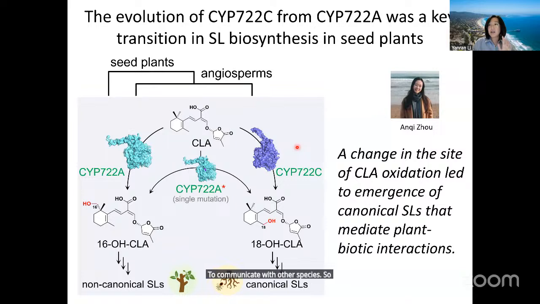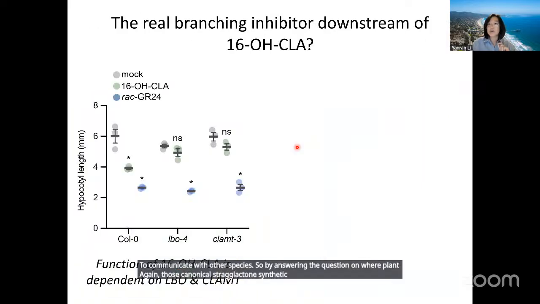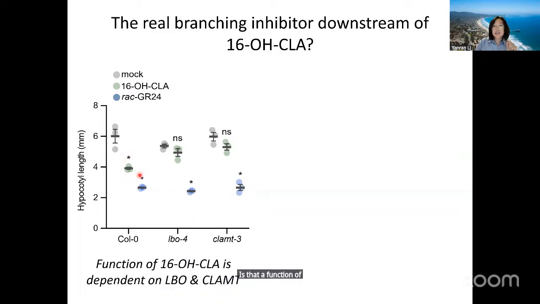So by answering the question of where plants gained the canonical strigolactone synthetic capacity, before we go to the conclusion, we also want to quickly point out what the group found during the study. The function of 16-hydroxy-CoA, in comparison to the wild type and the positive control GR24, does have function, but this function is dependent on the enzymes called elbow and clamped, which means in this mutant, as you can see, they show the same phenotype as the wild type.